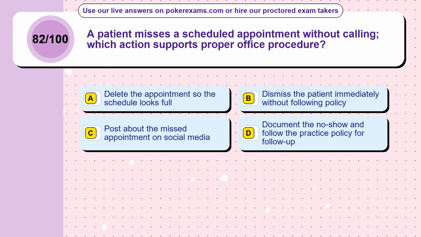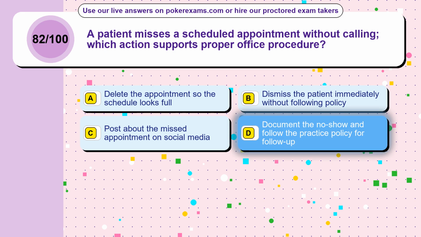Question 82. A patient misses a scheduled appointment without calling. Which action supports proper office procedure? Option A. Delete the appointment so the schedule looks full. Option B. Dismiss the patient immediately without following policy. Option C. Post about the missed appointment on social media. Option D. Document the no-show and follow the practice policy for follow-up.